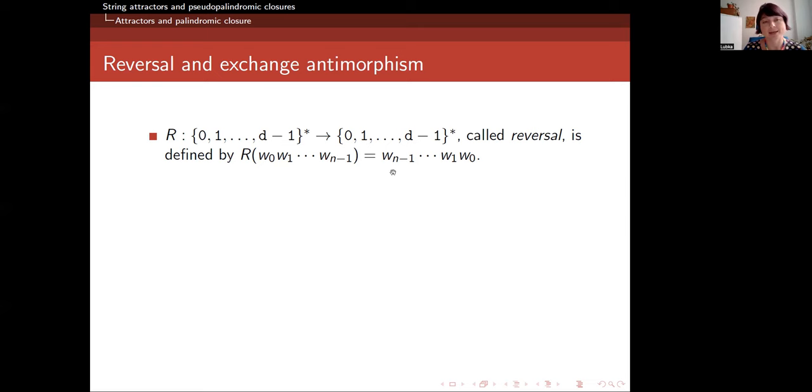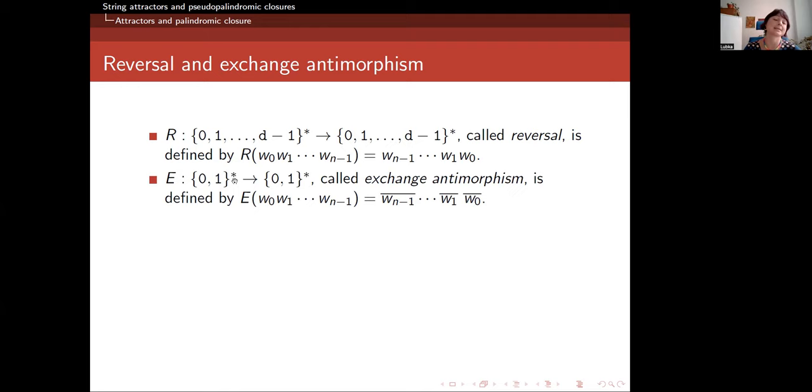And an exchange antimorphism, that's a map, this time over binary words, and it is defined by the following. It associates with a word its mirror image, but a mirror image where, moreover, you exchange zeros with ones and ones with zeros. So this stripe here, the overline, means that you change zero to one and vice versa.